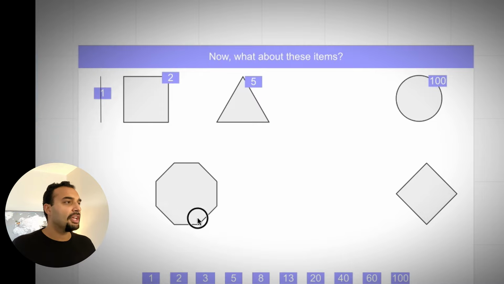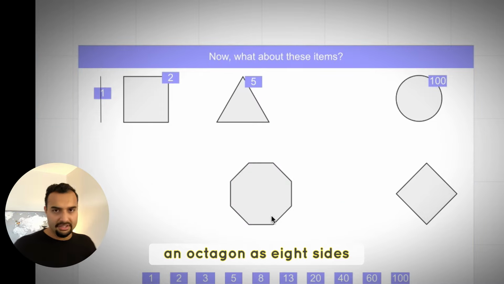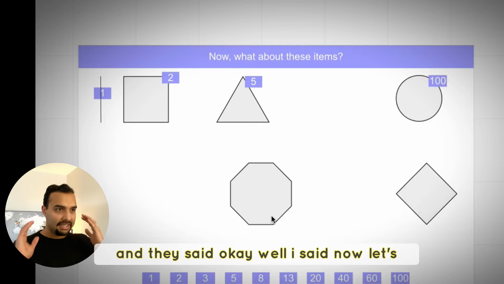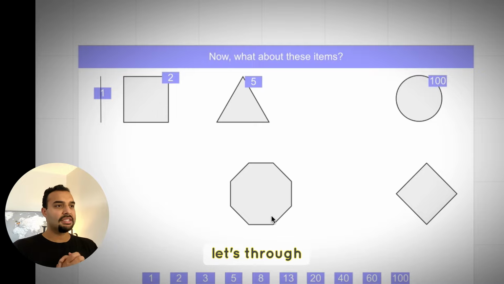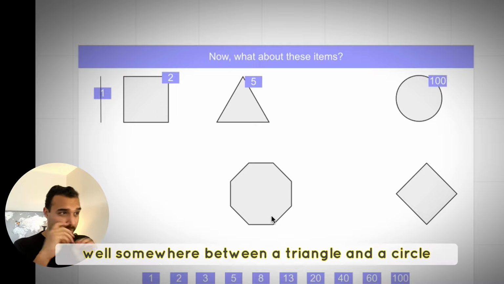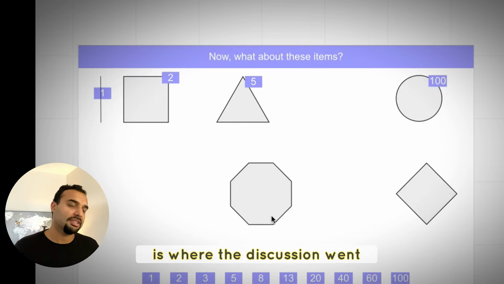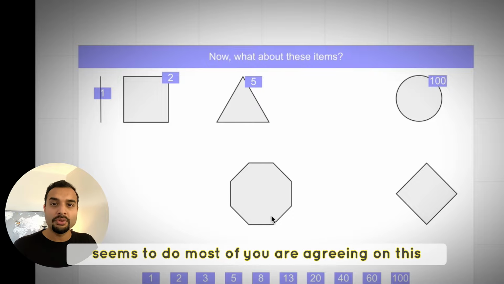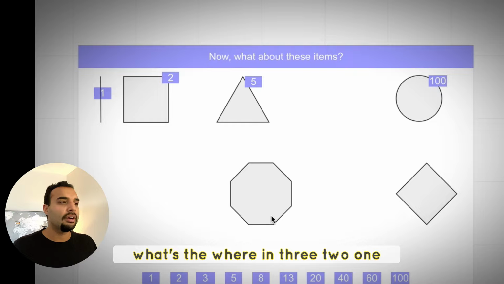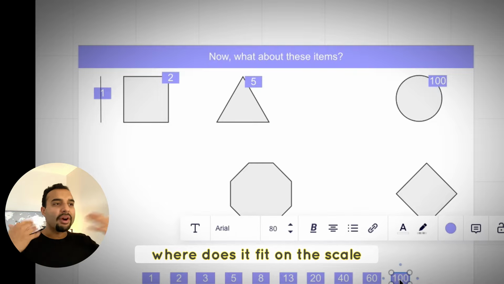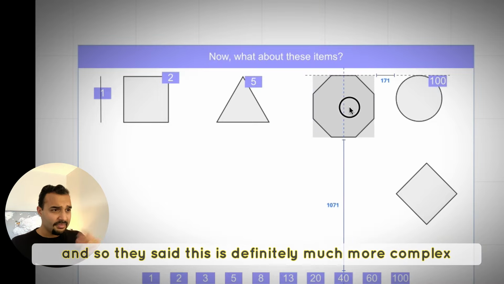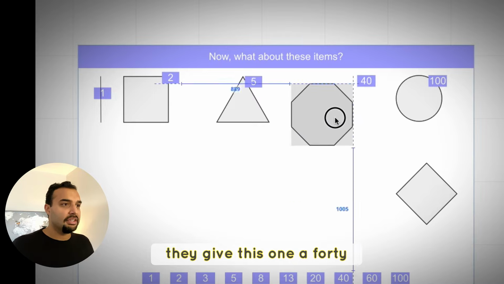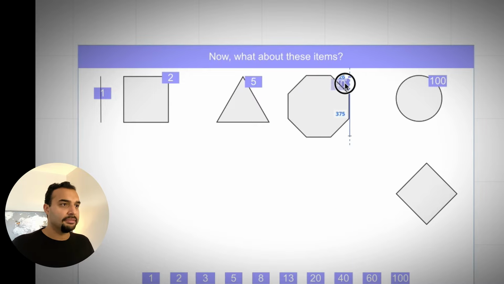Let's go to another shape, an octagon. It has 8 sides. And I said, now let's have a quick discussion. So where does this fall? Well, somewhere between a triangle and a circle is where the discussion went. And then I said, okay, it seems most of you are agreeing on this. In 3, 2, 1, where does it fit on the scale? And so they said, this is definitely much more complex. They gave this one a 40.